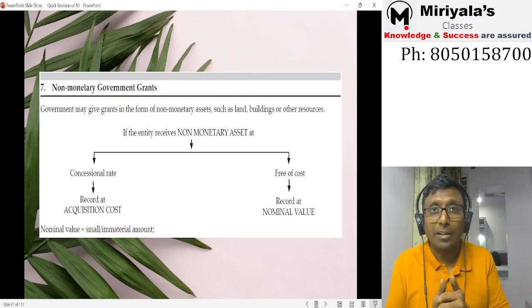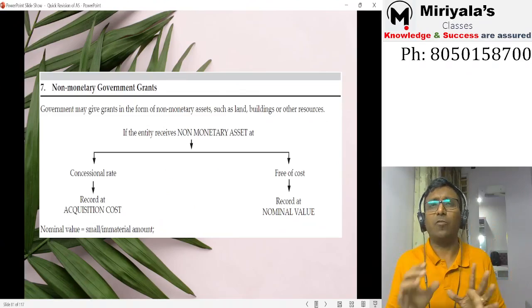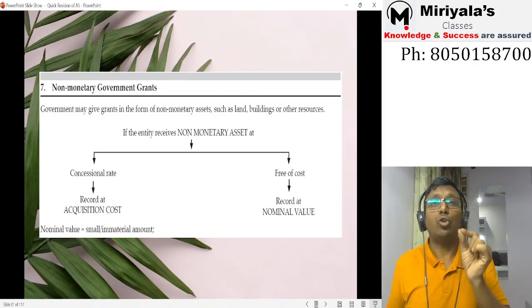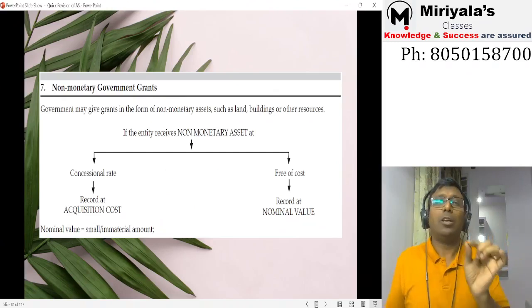So how do you record it? Means first it has come free of cost, sir. 1 paisa also I did not pay. Then you should record the land at a nominal value. Nominal value means 1 rupee, 2 rupees, something very small, a negligible amount. You should record it.